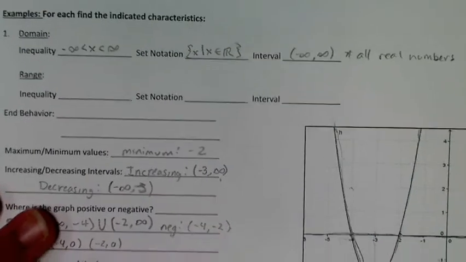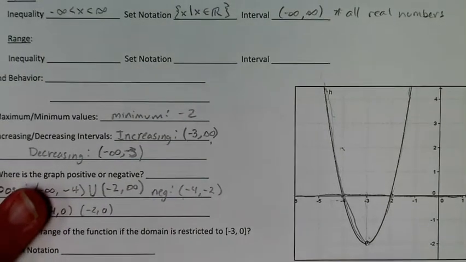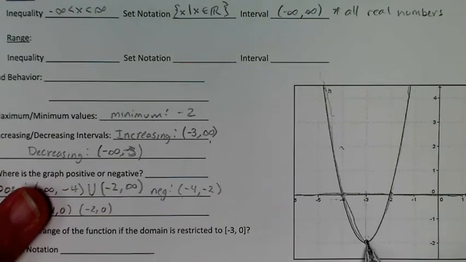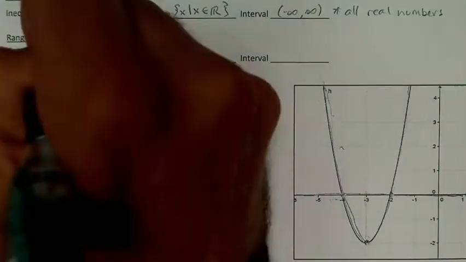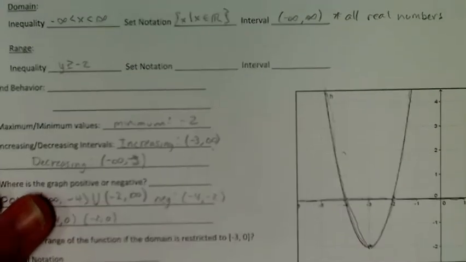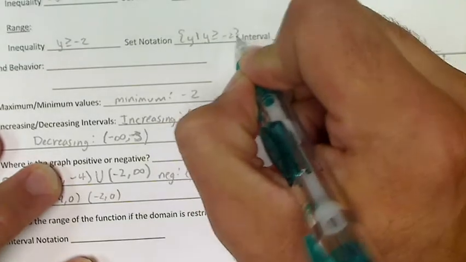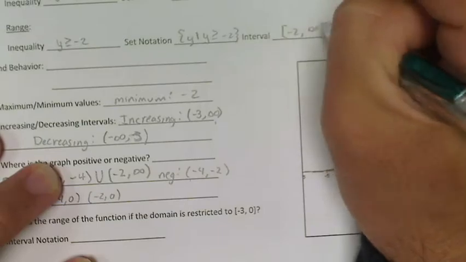Okay, what about the range? The range is not all real numbers because it doesn't go forever and ever in the down direction. So right here's our lowest y value. So it's all y's greater than or equal to -2. So as an inequality, y is greater than or equal to -2. As a set, the set of all y's such that y is greater than or equal to -2. In interval, -2 is our lowest value, and it goes to positive infinity.